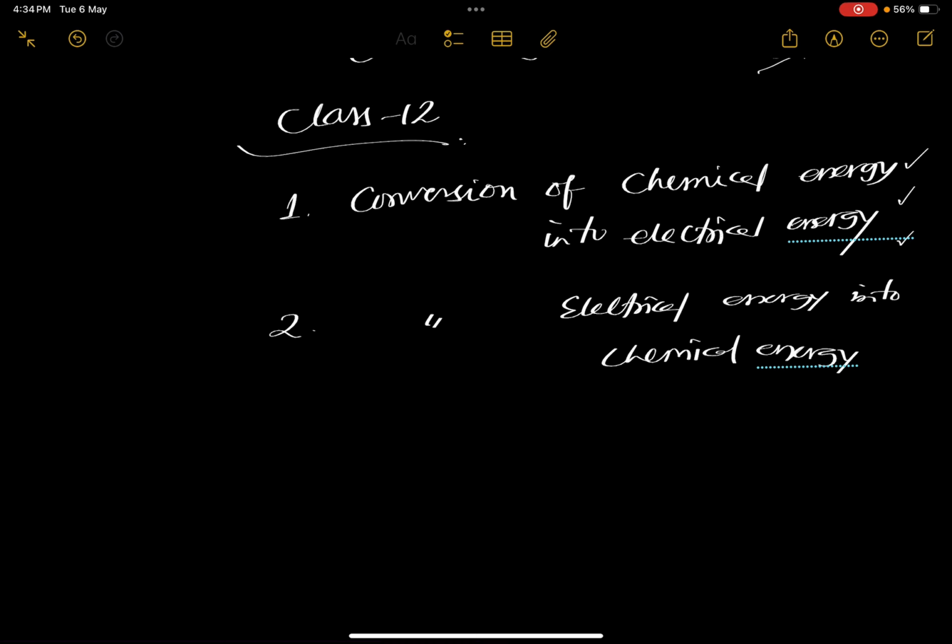Second is electrical energy into chemical energy, utilizing electric power to produce some compounds, like extraction of metals and all. So one by one we'll take. First we'll see chemical energy into electrical energy. This part we will discuss today.